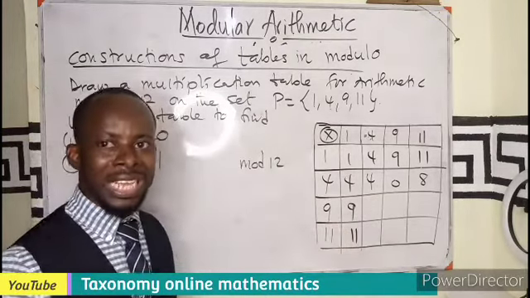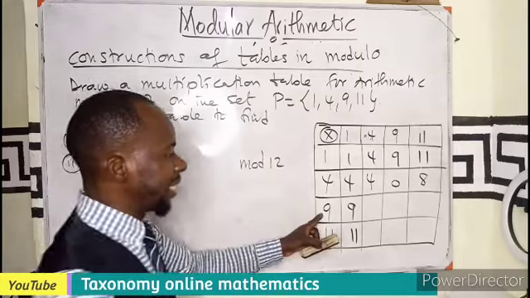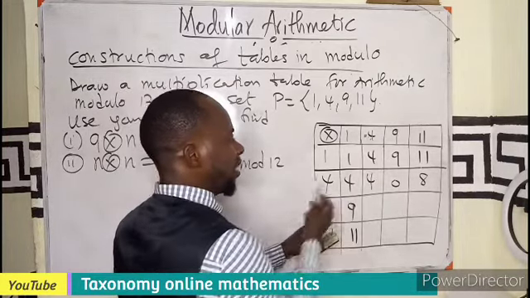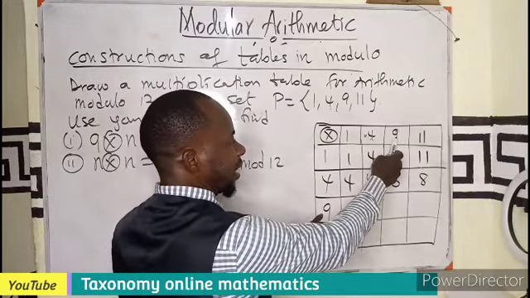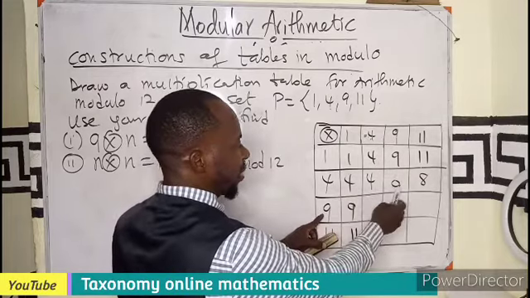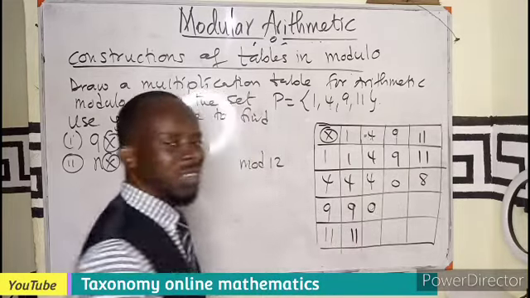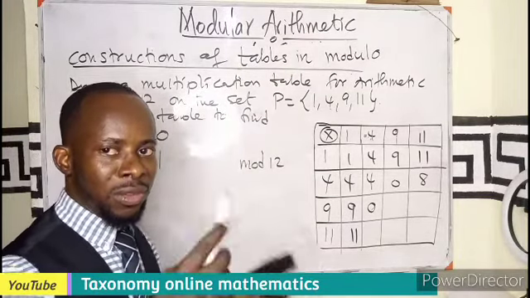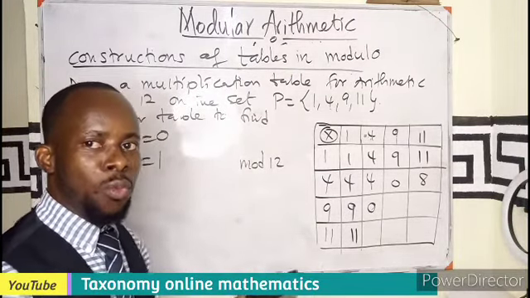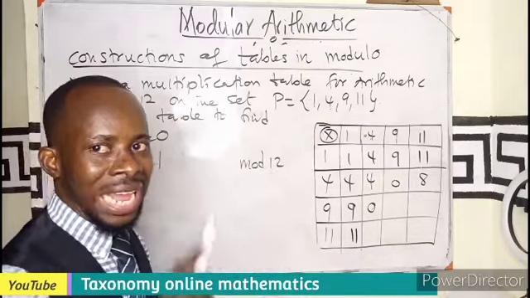I am moving to 9. Don't forget 9 times 4 is the same as 4 times 9. So 9 times 4 will give me 0. That is, multiplication is commutative. So you can get that easily.